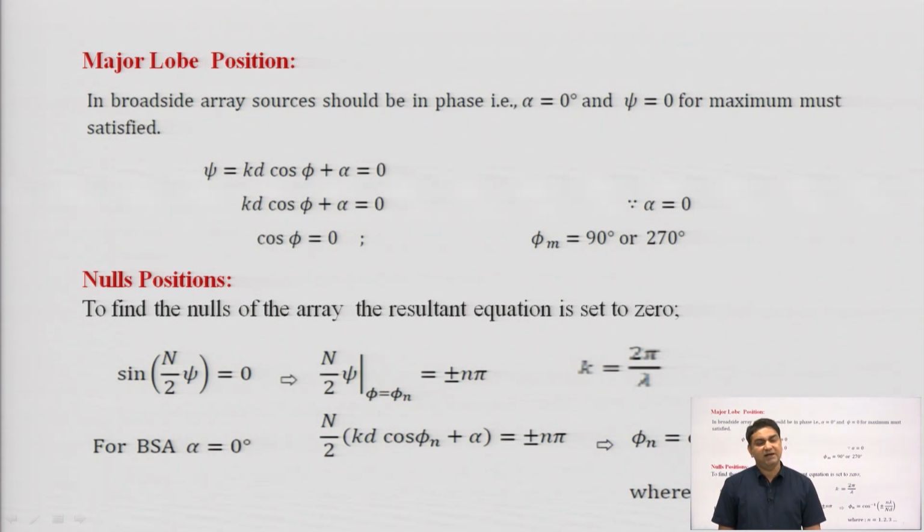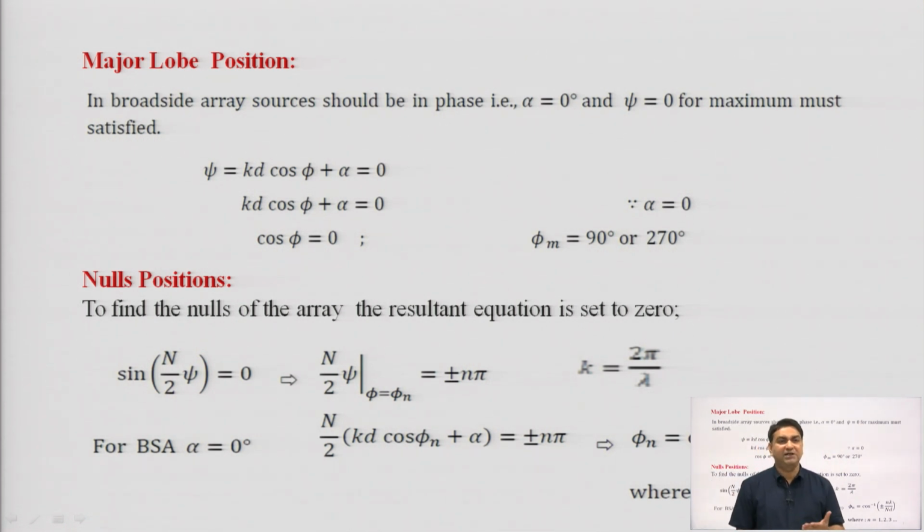In this broadside array case, the direction of maximum radiation coincides with the perpendicular direction of the array axis, as well as perpendicular to the plane consisting of these elements. In a broadside array, the phase should be like alpha equal to 0 and psi equal to 0 for maxima, and this condition must be satisfied when cos phi is equal to 0. It means phi maximum is only in the 90° direction or 270° direction, as I have already explained to you.